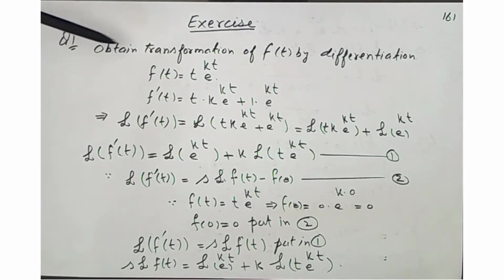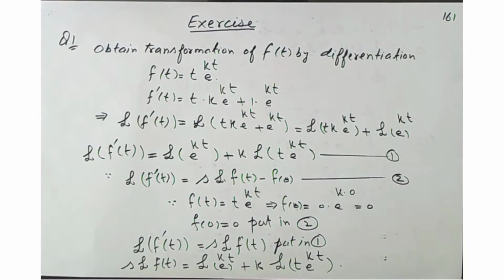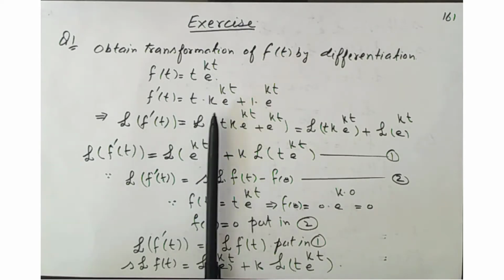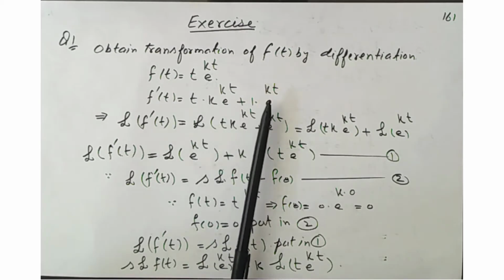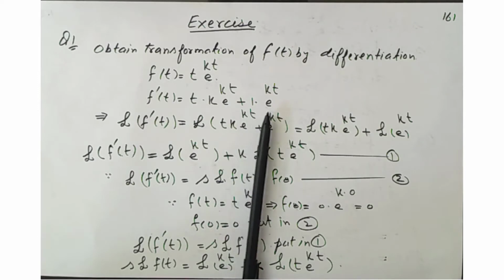Question 1: if f of t equals t into e to the power kt, we differentiate this f of t. This f dash t equals, by using the product theorem of derivative, this t is the same, and the derivative of e to the kt is k e to the kt, plus the derivative of t is 1 into e to the kt. This is the derivative f dash t.